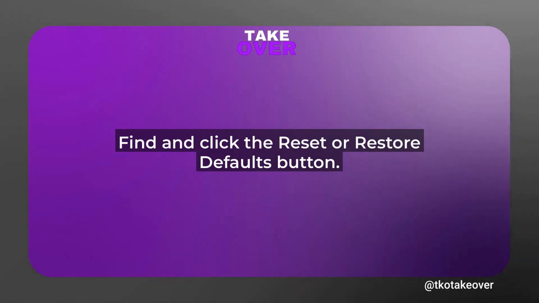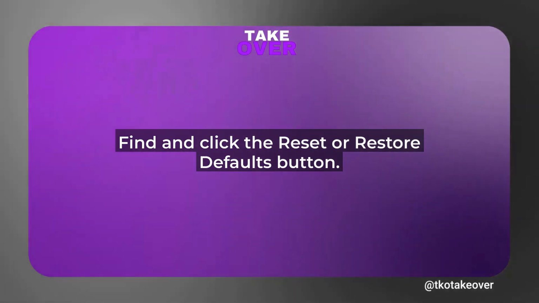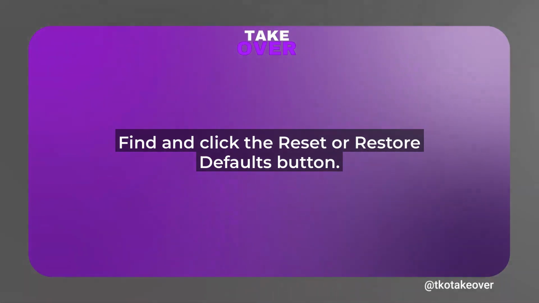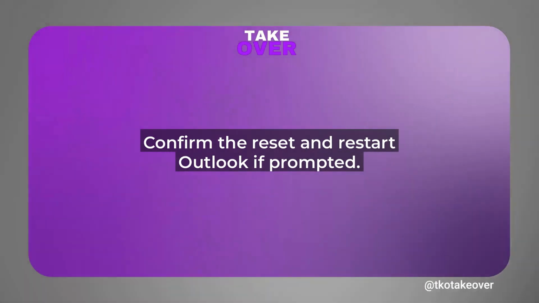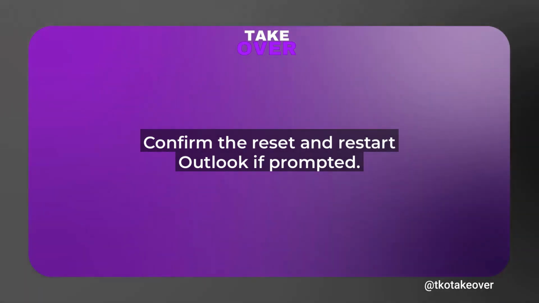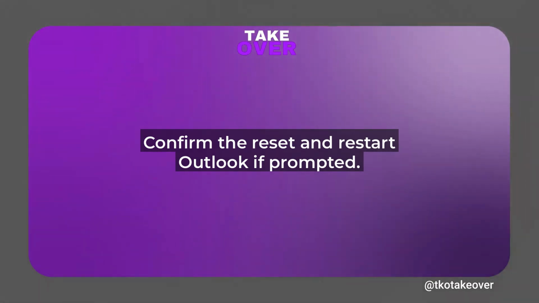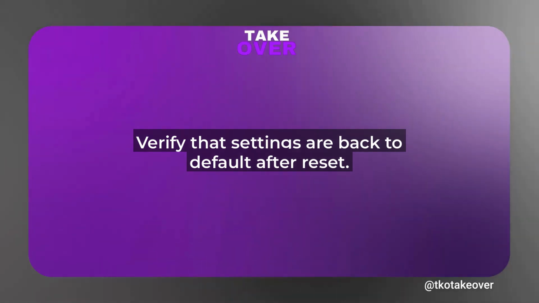After that, Outlook might need to restart. Once it's back up, check if everything looks normal. Your emails and accounts should still be there, but any personalized tweaks will be gone. If you encounter any issues, try restarting your computer or checking for updates in the Microsoft Store. And that's it. Resetting Microsoft Outlook is a quick fix for many problems, helping you get back to productivity without hassle.